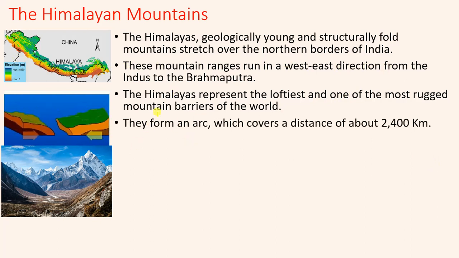They form an arc, as in this picture you can see there is an arc formed by this Himalayan mountain, which covers a distance of about 2,400 kilometers. If we measure the distance from this Indus river to this Brahmaputra river, the distance comes to about 2,400 kilometers.